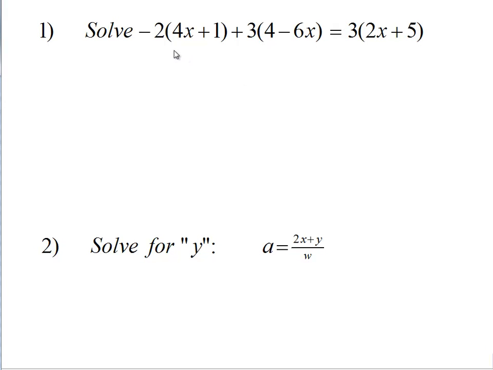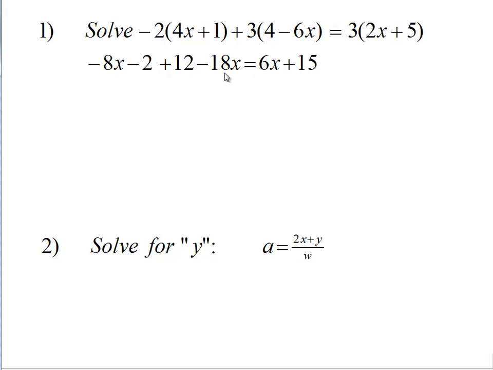All right, number 1, solve. Multiply 2 times 4 is 8x. 2 times 1 is minus 2. 3 times 4 is 12. 3 times 6 is minus 18x. 3 times 2 is 6x. 3 times 5 is 15.